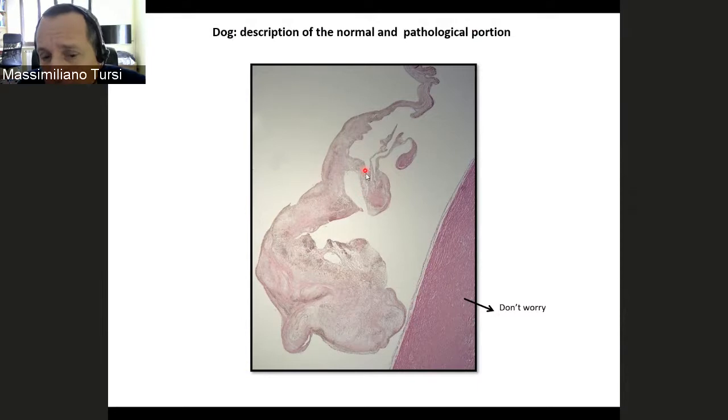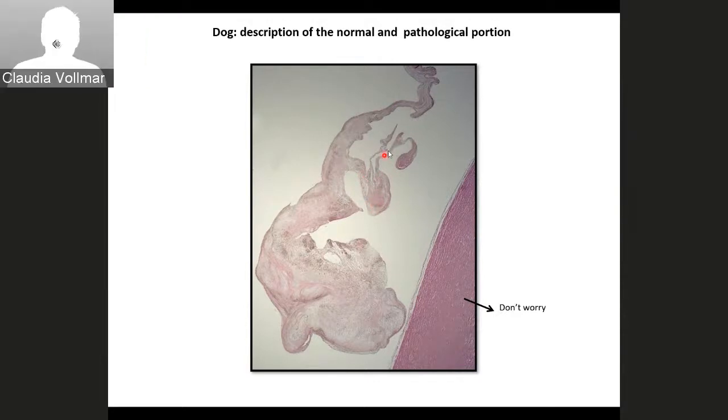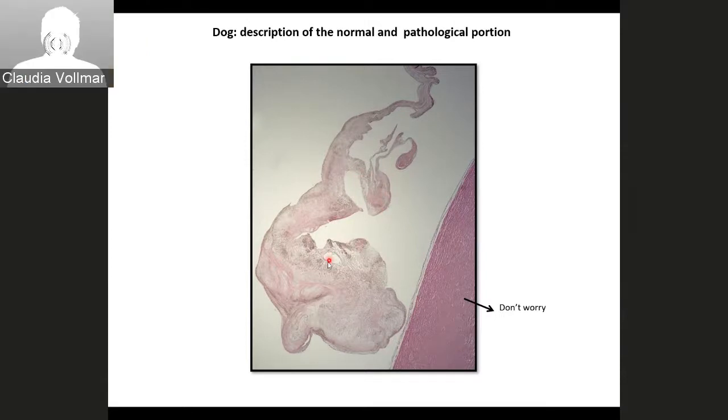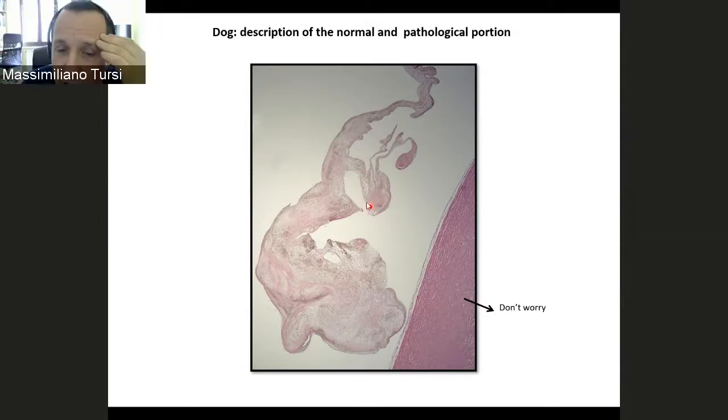What about this kind of structure? Claudia, what do you think? This could be a part of the chordae tendineae. That's correct. And look here, for example. For you, is it normal or abnormal? It's also thickened and abnormal. Sure, that's abnormal. That's thick because there is a myxomatose degeneration.